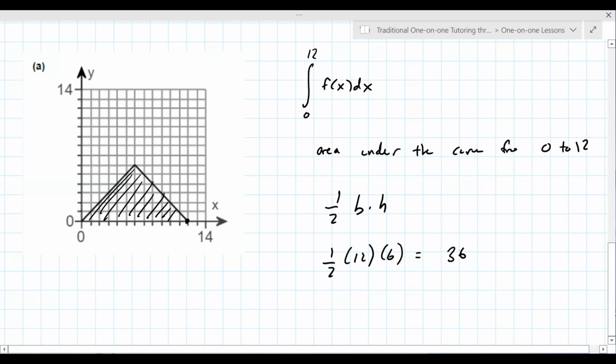Okay. And that's conceptually what we're doing in the last problem, but sometimes you can just do it with formulas because you recognize the shape. Totally. Okay, now for part B, let's see what part B is.